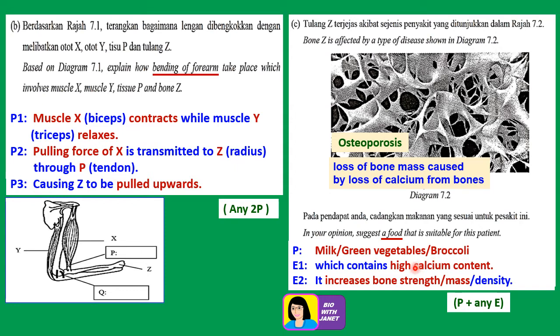So all these contain high calcium content, right? And it increases bone strength or mass or bone density, right? So since this is 2 marks, we should not just mention the food, we should mention why we choose the food, and why we consider it suitable for people who have osteoporosis. So P is 1 mark, and any of these explanations, E, is 1 more mark. It's better to write down all 3 points, which comes together like this, all right?